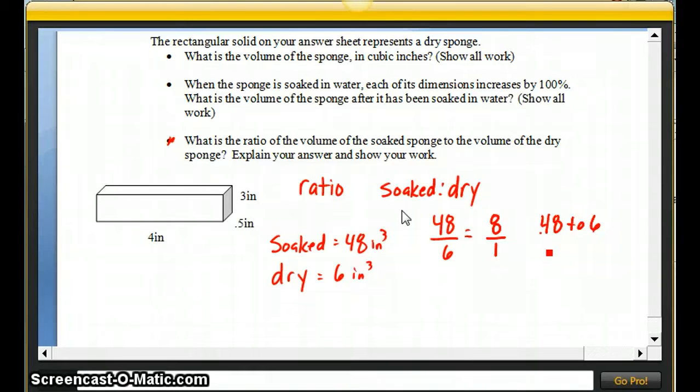This part specifically says to explain your answer and show your work. Here's our work. You can see we did 48 to 6, 48 to 6. Everything is written out there. And that's it. Now you have another question completed.